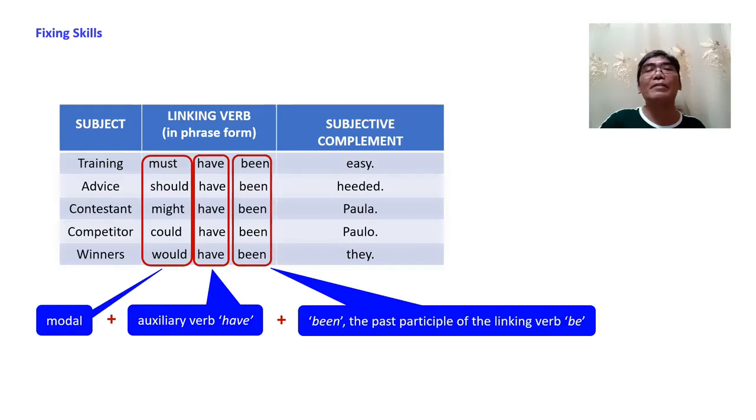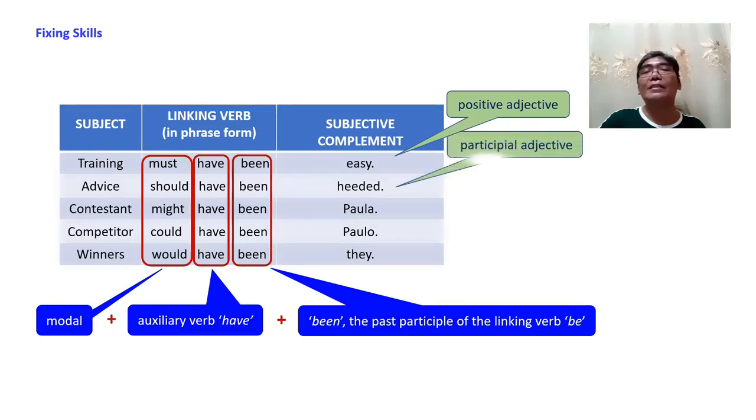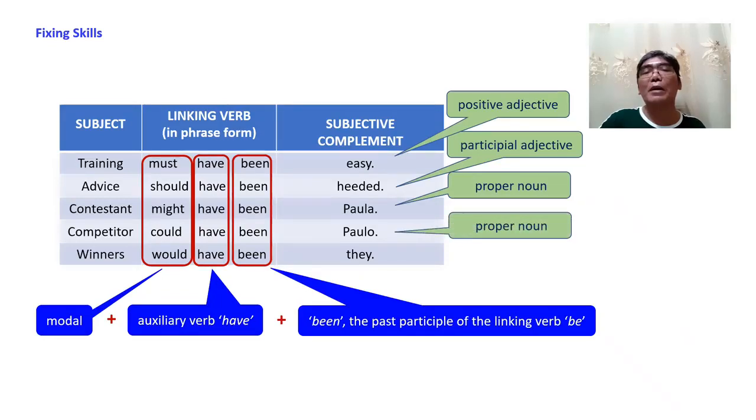This linking verb in phrase form is followed by a subjective complement, which may be in the form of a noun, an adjective, or sometimes a pronoun. For example, we have the positive adjective easy, the participial adjective heated, the proper noun Paula, another proper noun Paulo, and the personal pronoun they.